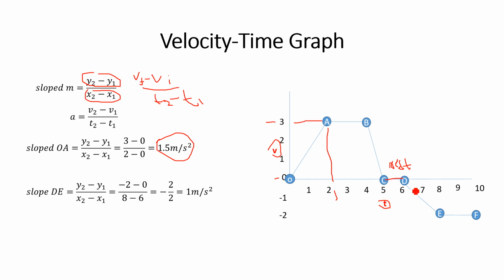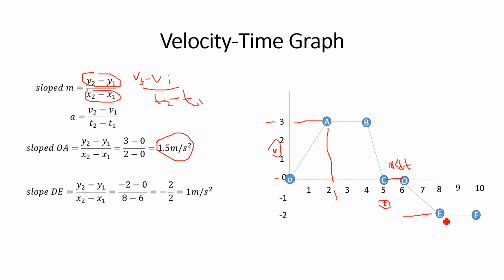Now from the position D to E, there is a constant deceleration, and this acceleration is in the opposite direction. So the value of the acceleration here is in the negative direction. Let's calculate the acceleration in this region.